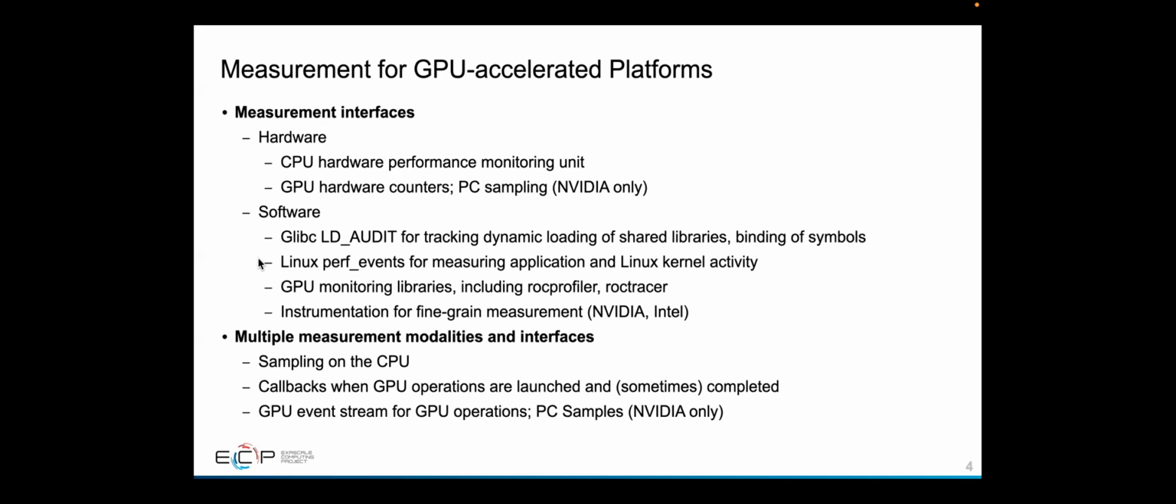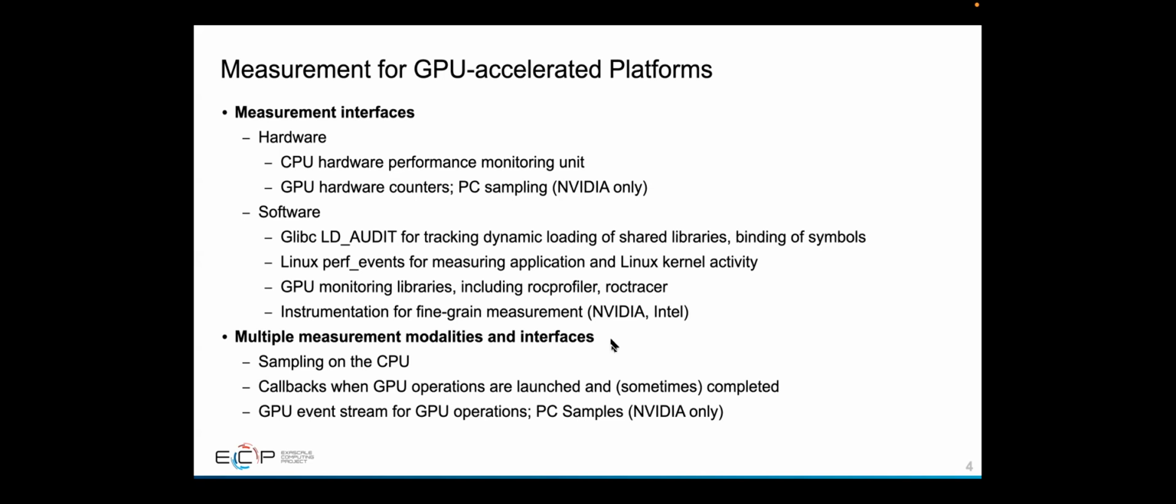We're using a collection of GPU monitoring libraries, including ROC Profiler and ROC Tracer, for gathering traces of GPU operations such as memory copies and kernel launches. For ROC Profiler, we're using it to measure hardware counters so that we can associate hardware counter measurements with kernel launches. In general, in our software stack, we also use instrumentation for fine-grained performance measurement, but not yet on AMD GPUs. We do this on NVIDIA and Intel GPUs.